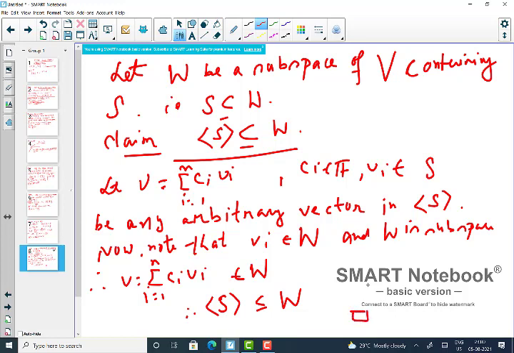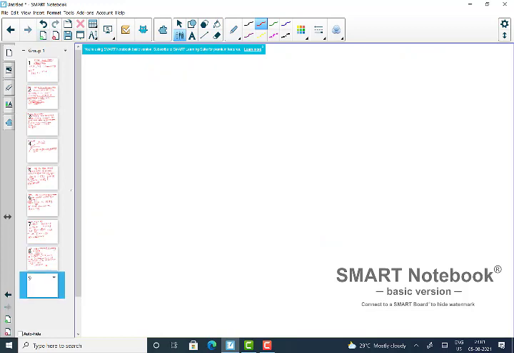Now maybe I will give some example here to find the span of something. I have only given an example before. Now let me define something called the spanning set of a vector space.